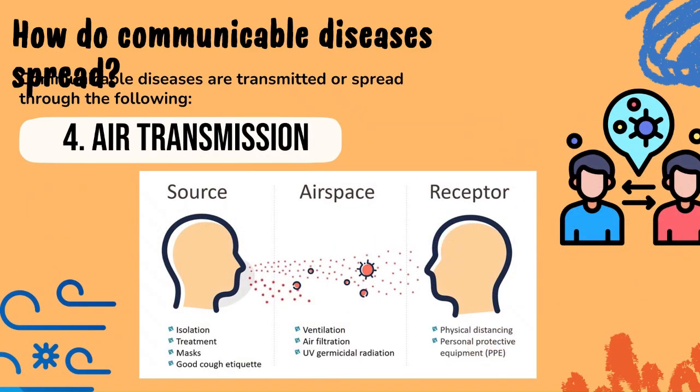The next one is air transmission. This happens when germs travel through the air in tiny droplets or dust particles. When people breathe in these germs, they can get sick. For example, TB or tuberculosis spreads when someone with TB coughs or sneezes. Measles spreads through the air when an infected person coughs or sneezes. Influenza or flu spreads quickly through the air, especially in crowded places.